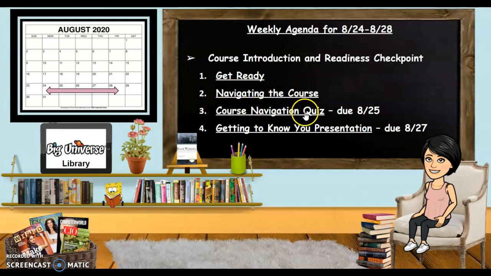This course navigation quiz is going to be your second grade in this class, and it'll be due on August the 25th. The last thing that you'll be working on this week is called a Getting to Know You presentation, and that's going to be due on August the 27th. So I'm going to go over some of the requirements for that assignment, and then of course if you have questions you are always welcome to reach out to me. So let's take a look at this assignment.